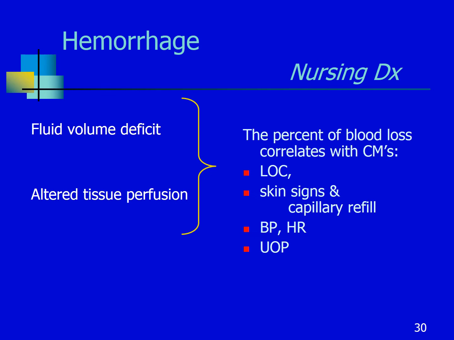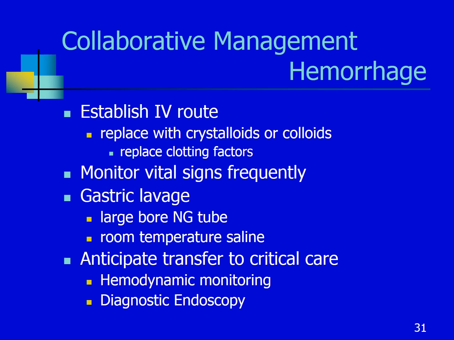Next slide. All right, so what are some of the collaborative management? Well, to establish an IV access and try to replace the fluid. If clotting factor is an issue, replace them, and crystalloid. Monitor the vital signs frequently. Gastric lavage, so put a large bore NG tube, and so you know how to measure it, the NG tube from the nose to the ear to the xiphoid process.